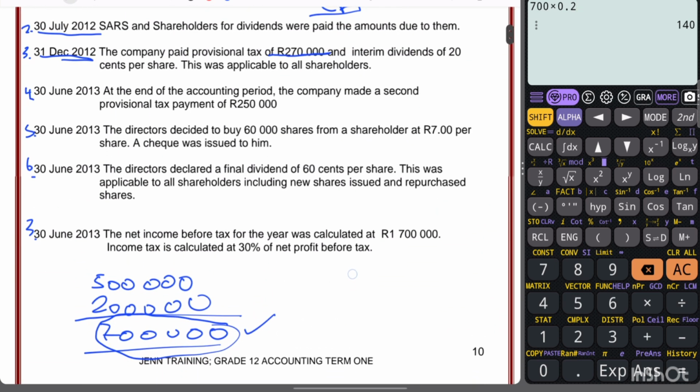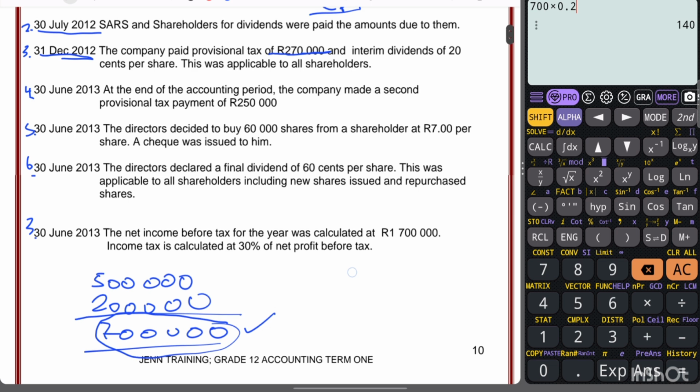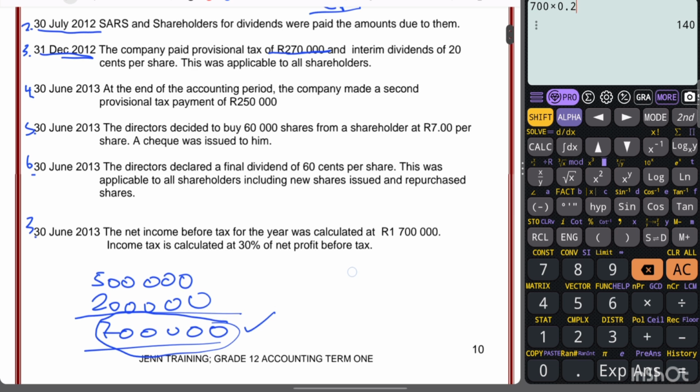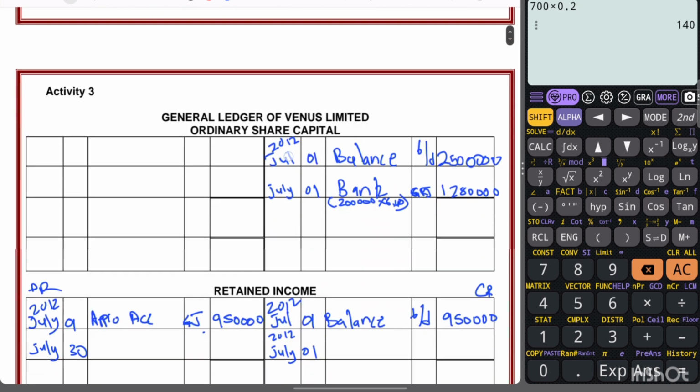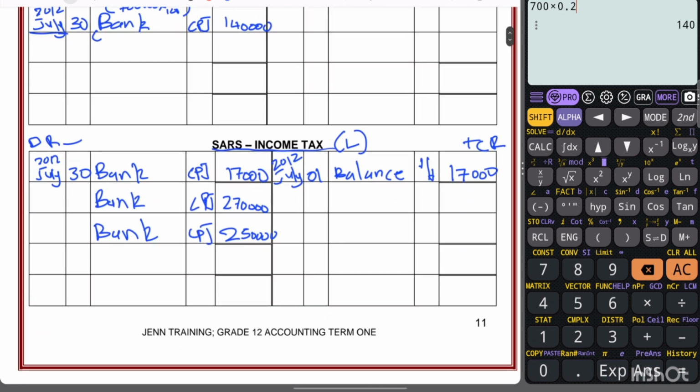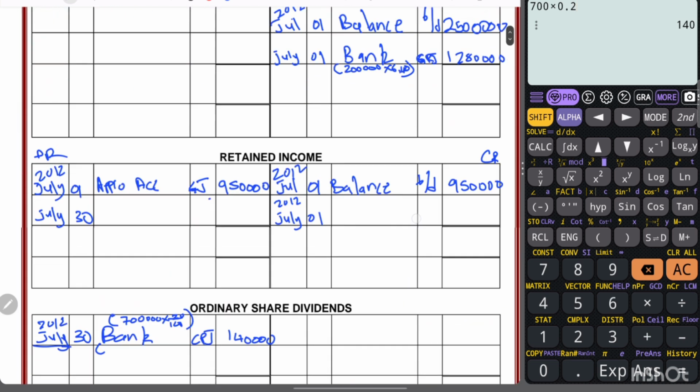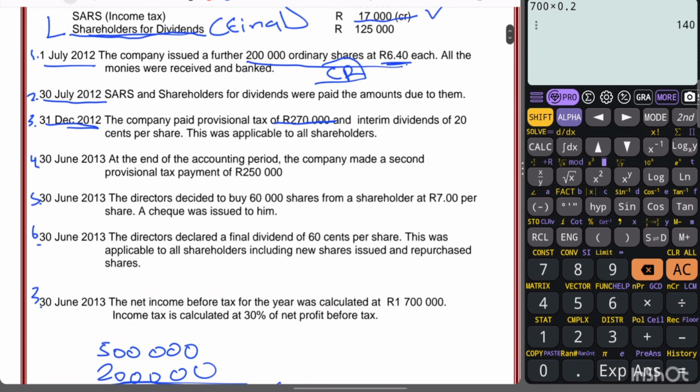We paid it on 30 June 2013. And then remember this one was 31 December 2012. This one is going to be 30 June 2013. Okay. Now let's continue with our information.